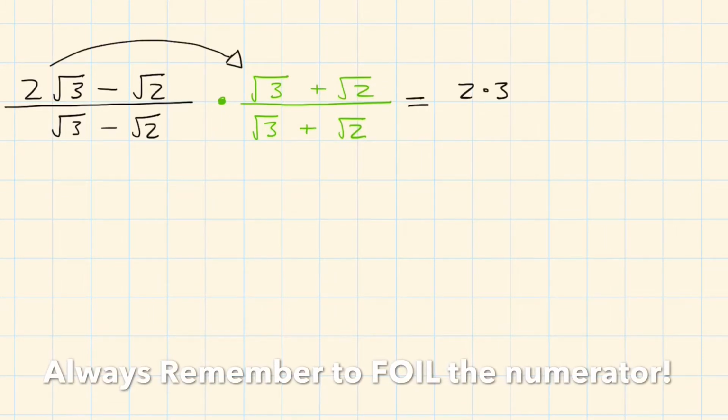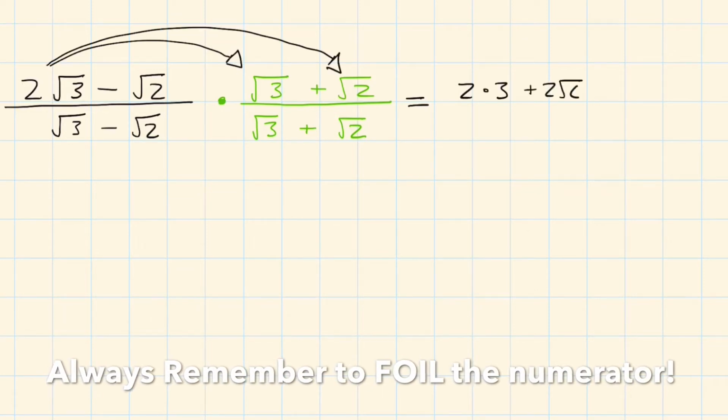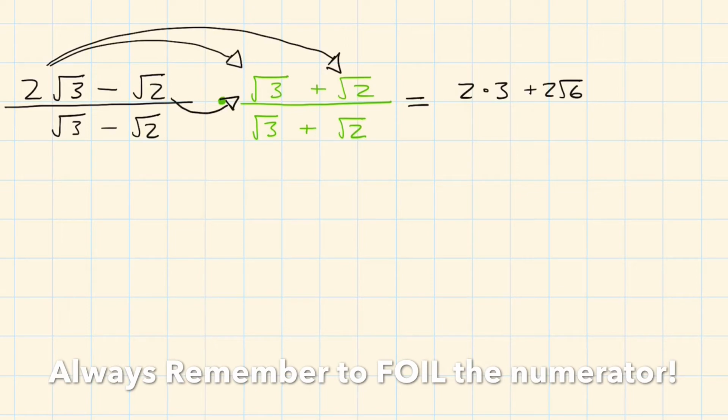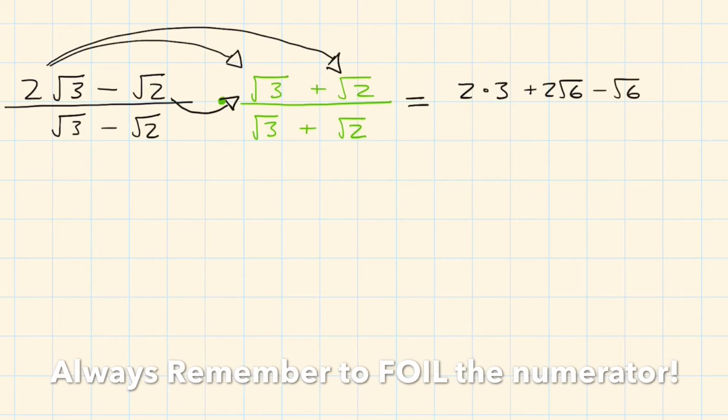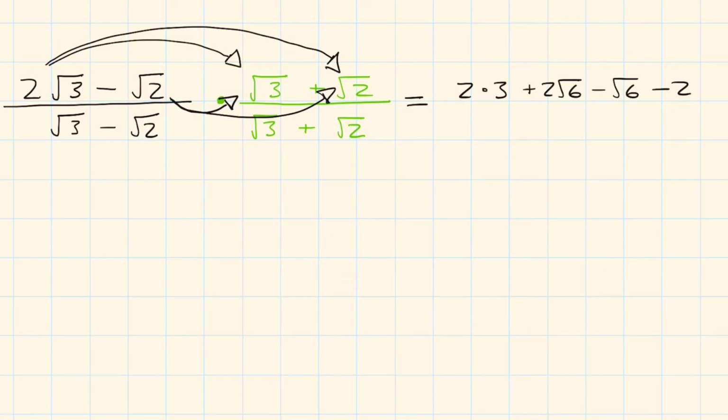So I got to go 2 root 3 times root 3 is just 2 times 3. 2 root 3 times root 2 is 2 root 6. Negative root 2 times root 3 is just negative root 6. And negative root 2 times root 2 is just 2.